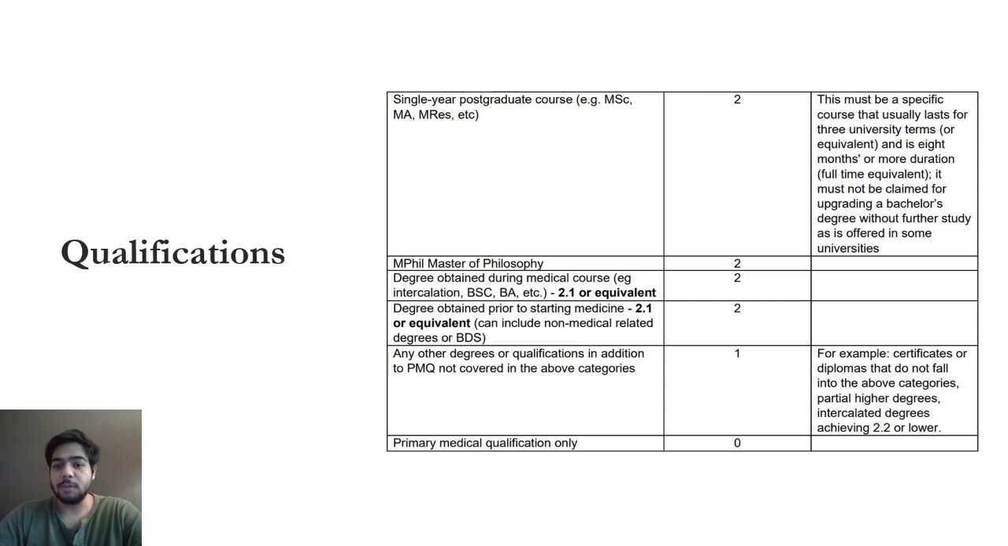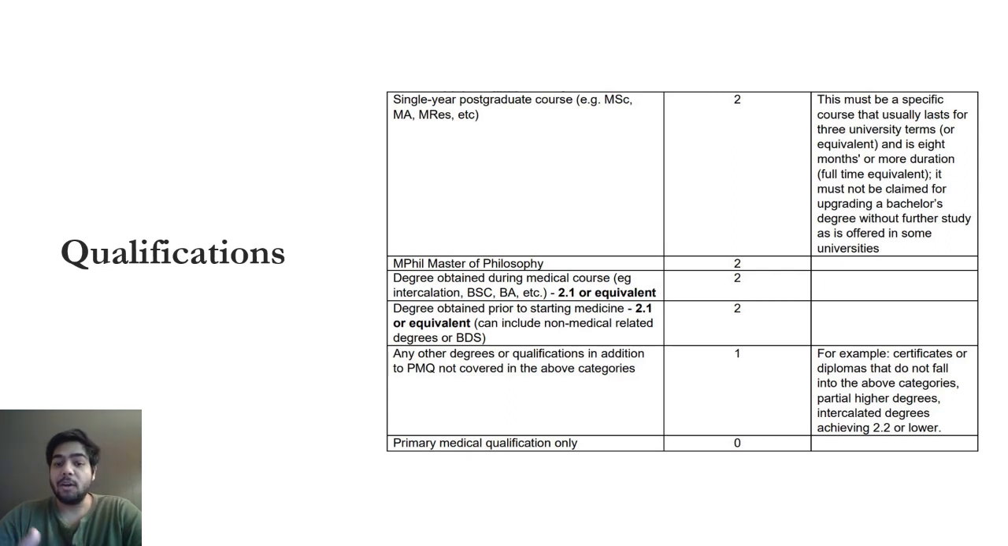If you have a Master of Philosophy, you again get a score of 2. If you have any degree obtained during your medical course, which is intercalation, BSc, or BA, in which you haven't received the first class honors, which is scoring an overall score of more than 70%, and it's 2.1 or equivalent, which is second class honors in the upper divisions, which is usually more than 60% of the overall score, then you get a score of 2.